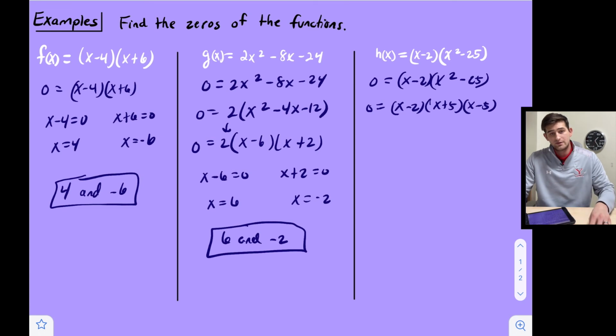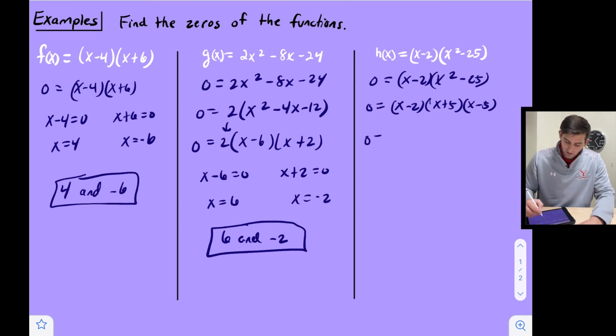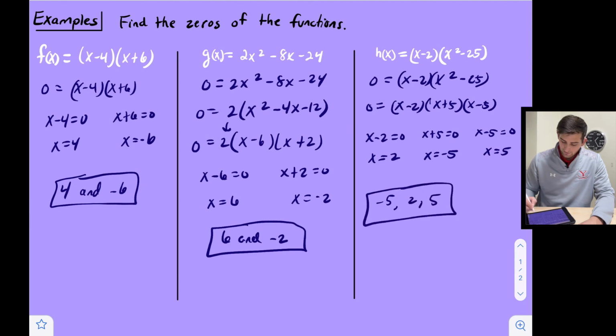Now we have 3 factors here. This would actually be a cubic function. Now we can set all of those equal to 0. So we can say x minus 2 equals 0, x plus 5 equals 0, and x minus 5 equals 0. So we get x equals 2, x equals negative 5, and x equals positive 5. So our zeros are negative 5, 2, and 5, and those would be the zeros of the function.